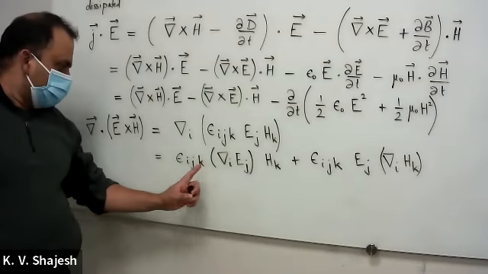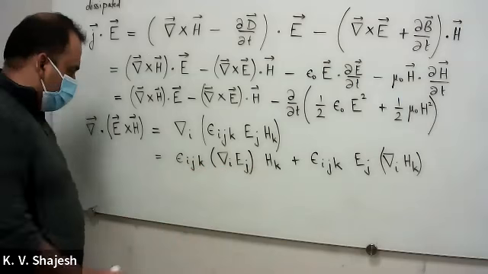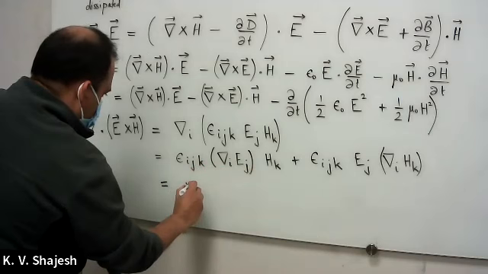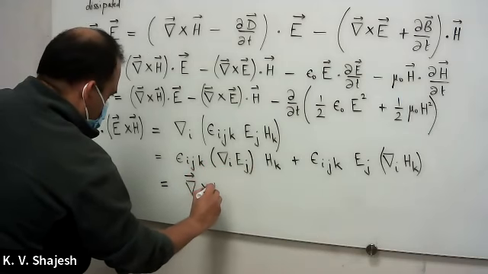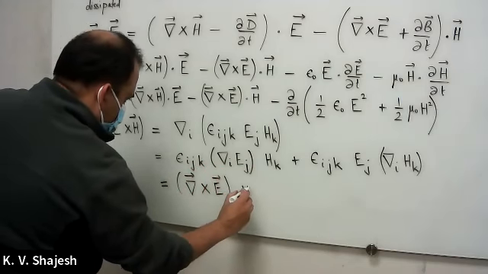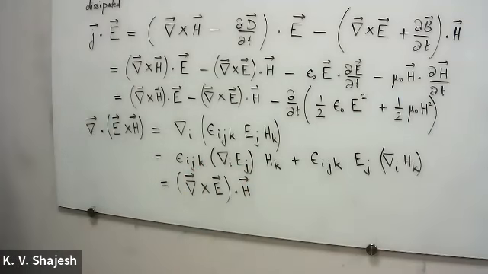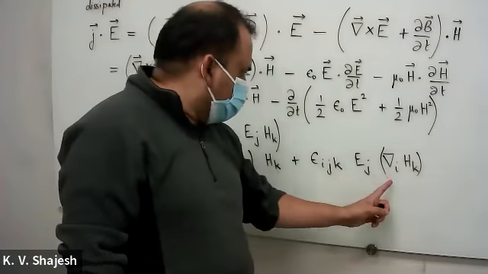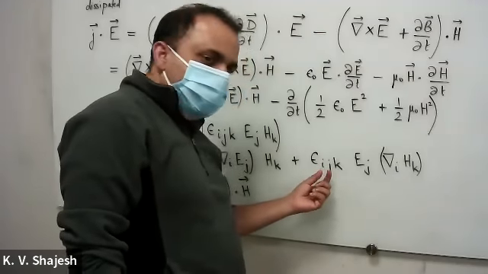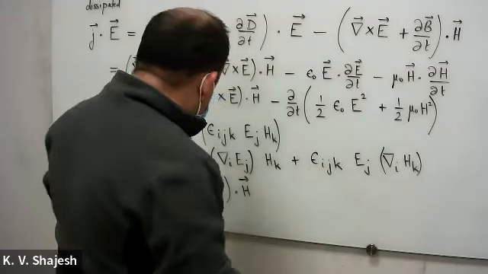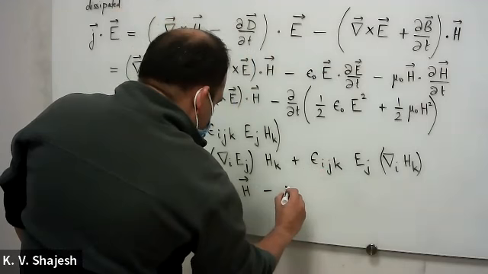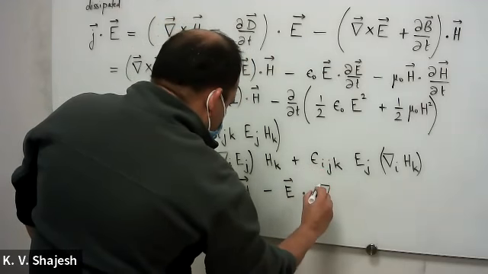That's nothing but del cross E times H. So, bring it back, that's del cross E dotted with H. And this one is del cross H, but for that I have to switch my j and i, right? I have to use a negative sign there. So this is E dotted with del cross H.